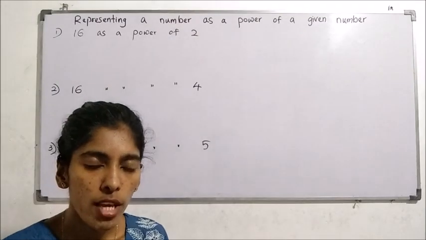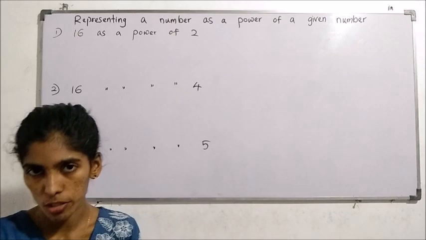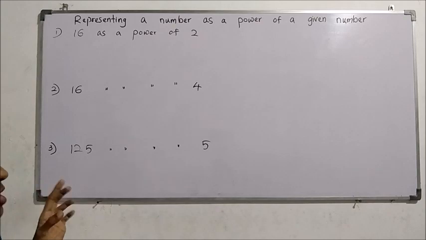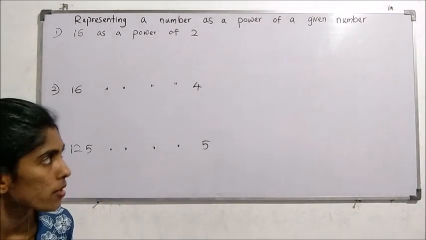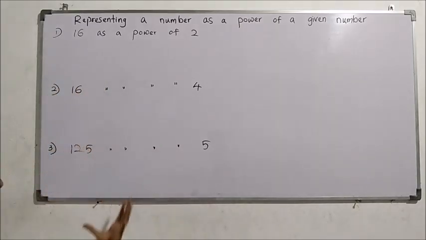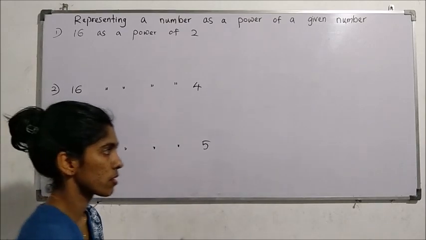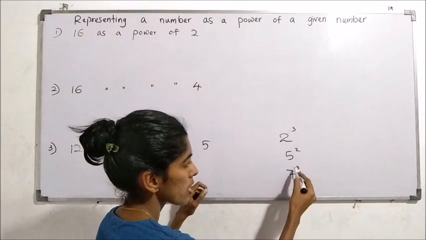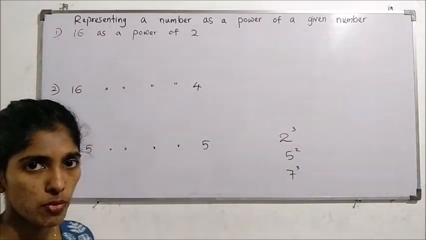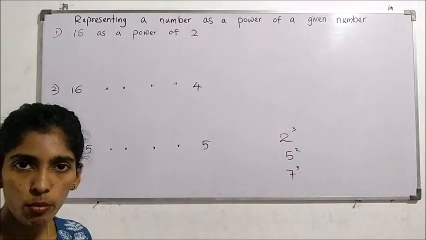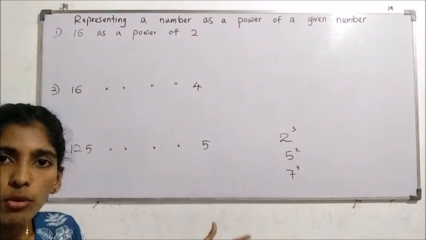Okay, now children, I hope that you have an idea about the index notation. So here we are going to represent a number as a power of a given number, right? That means now you are given just a whole number. Now you are going to write this number in index notation. So you may remember that we wrote some as 2 to the power 3, 5 to the power 2, 7 to the power 3. Likewise we wrote in index notation. So how are we writing a given number as a power of another number? That means in this format, how do we write it?